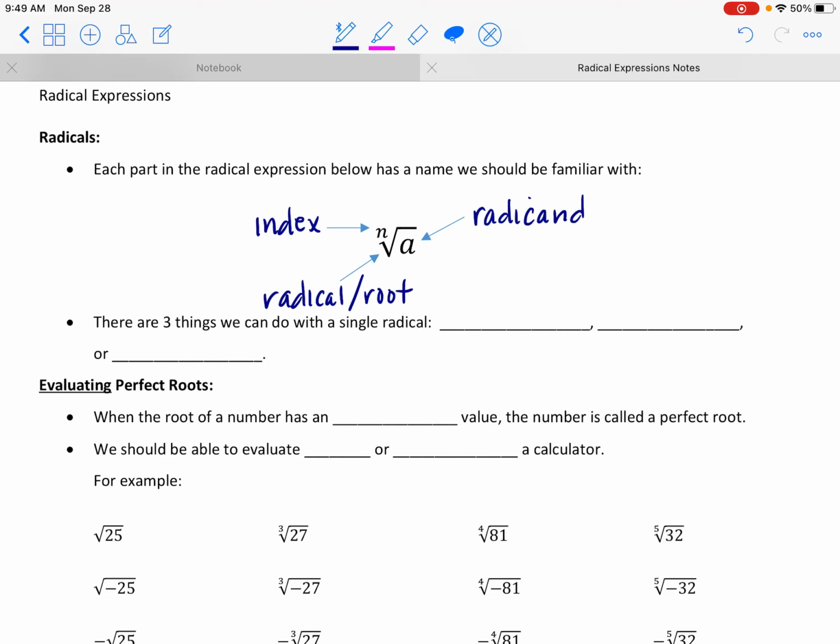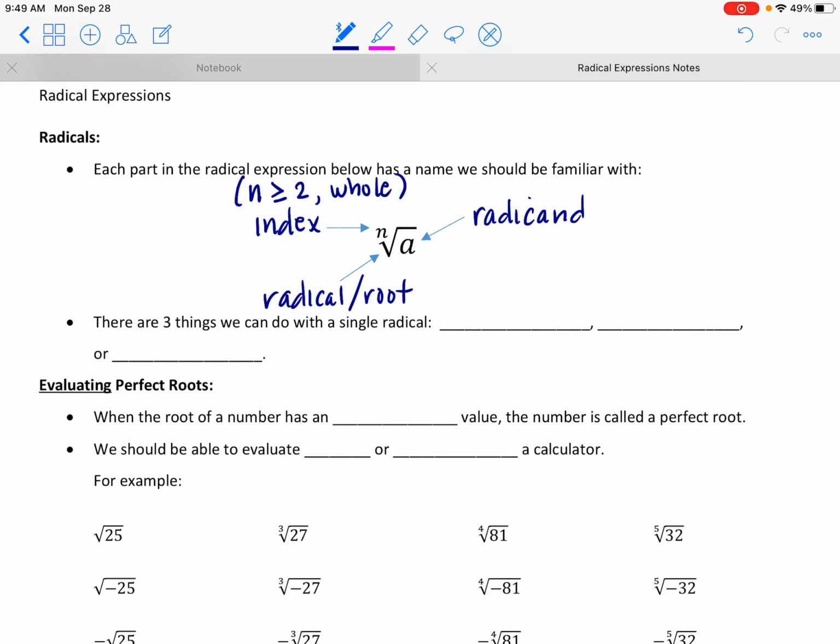So we want to say here that our index n has to be greater than or equal to 2, and it has to be a whole number. Okay, so we're not going to be dealing with any decimals or fractions in there, and it's got to be 2, 3, 4, 5, 6, something like that, and up. And when it's a 2, we're not going to see it. Okay, so I think we know this, but just to be clear.